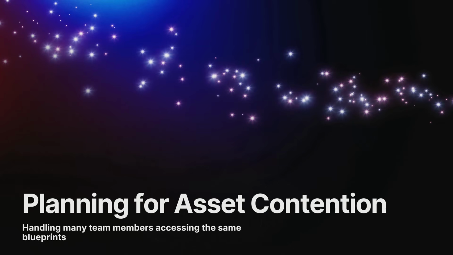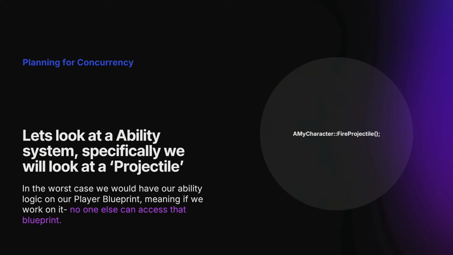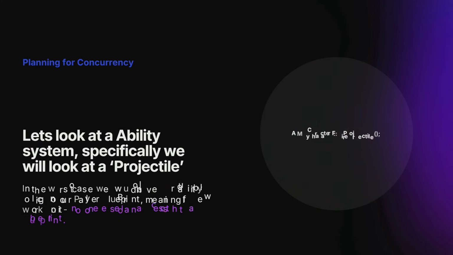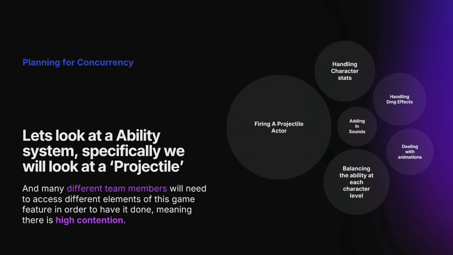Let's talk about asset contention and system design. This is something that gets talked about a lot, so I want to spend a little bit of time with it. But let's define the problem we're looking at as a simple ability, firing a weapon. Of course, nothing in game dev is simple. Design needs to handle damage and effects.